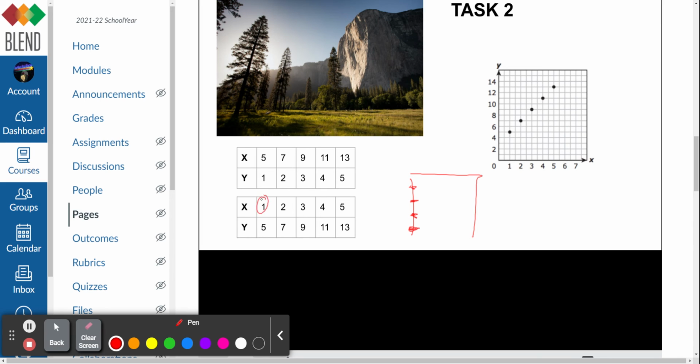So in 1 hour, they go 5 pitches. 2 hours, they go 7. 3 hours, they go 9. 4 hours, they go 11. And 5 hours, they go 13. So we need to find a rule that goes with this graph and see if we can actually find a rule that goes with this graph.